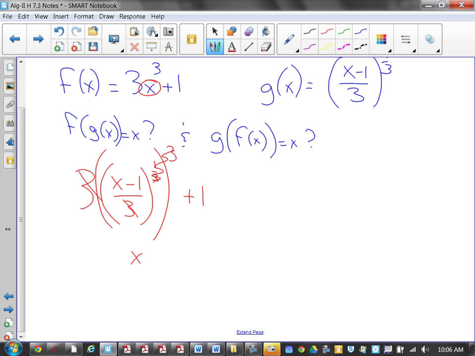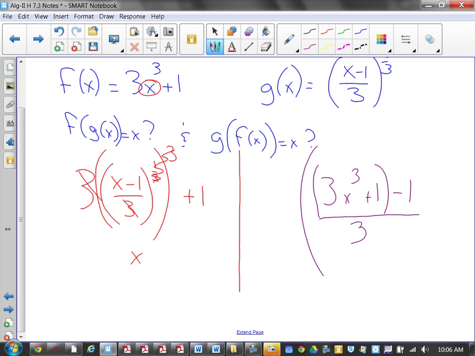Now, we wind up with x here, so we check the other one. We start with the f of x equation, which is 3x cubed plus 1, and I'm going to surround that with the minus 1 divided by 3, all to the third power. There's nothing inside this parenthesis that I can do to simplify. Do you agree? So what's 1 minus 1? 0. So that goes away. What's 3 divided by 3? It's 1, not 3.